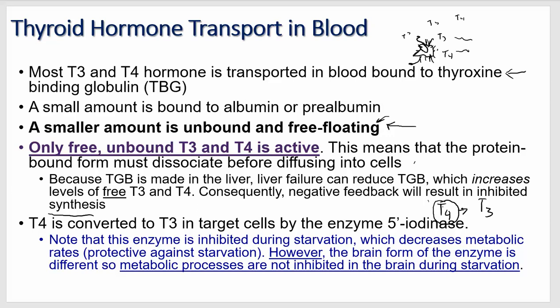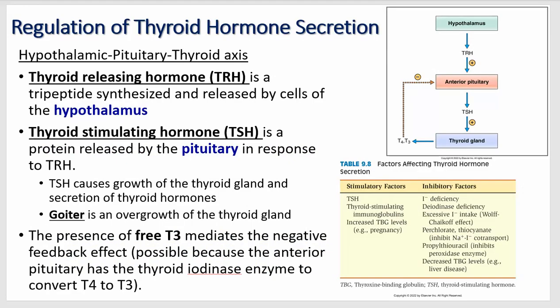Now, one thing that's kind of interesting about this, the brain form of 5' iodinase, that enzyme, is different, and so it is not turned down during starvation. So the idea is that if you are deficient of nutrients, you're going to slow your metabolic rate in your body, but your brain is not going to be as affected. So your brain will still be able to process and think and do whatever a brain does. All right, so it's kind of an interesting little feature.